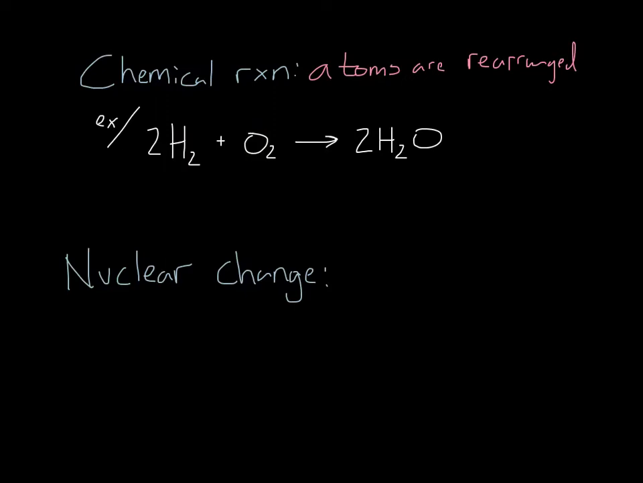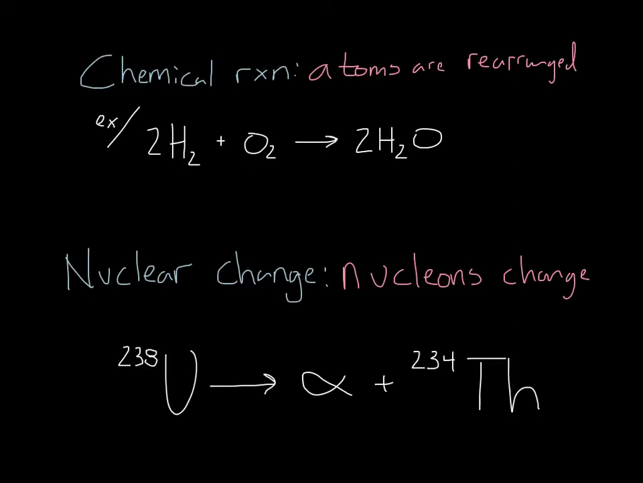In the case of a nuclear change, though, the nucleons are what are changed. So our number of protons or our number of neutrons are going to change. They're going to turn into something else. And when that happens, what happens if the number of protons change for an element? The element changes. So we produce brand new elements. So for example, uranium-238, if it undergoes what we call an alpha decay, so if it releases an alpha particle, it's going to turn into a brand new element. It's going to turn into thorium.